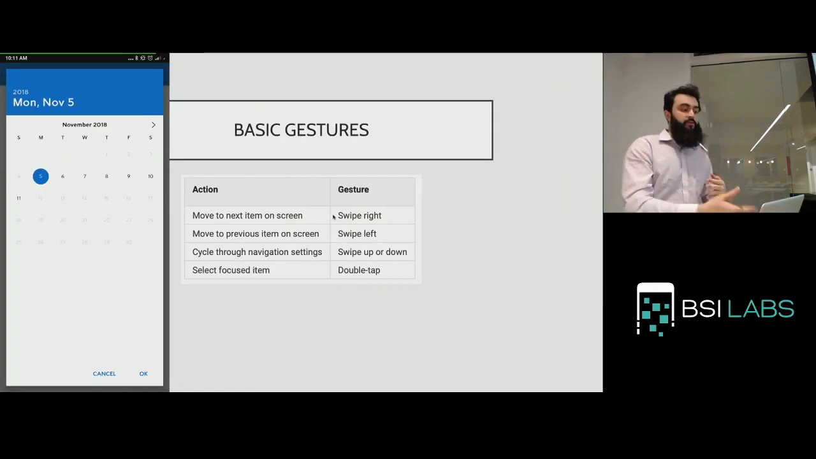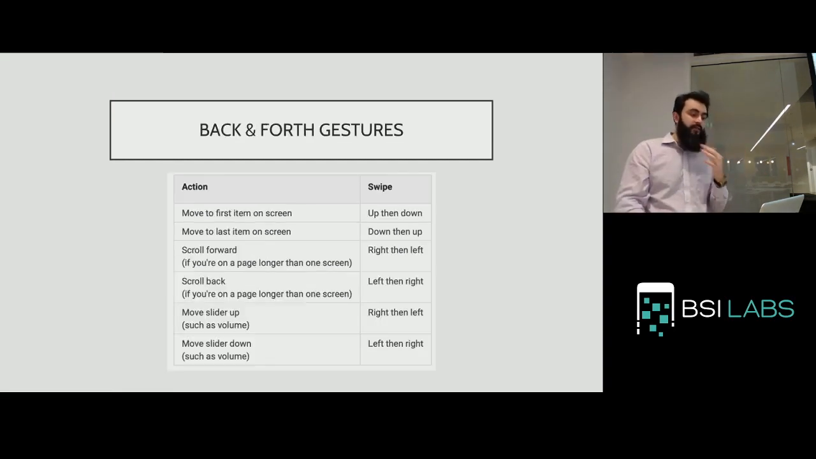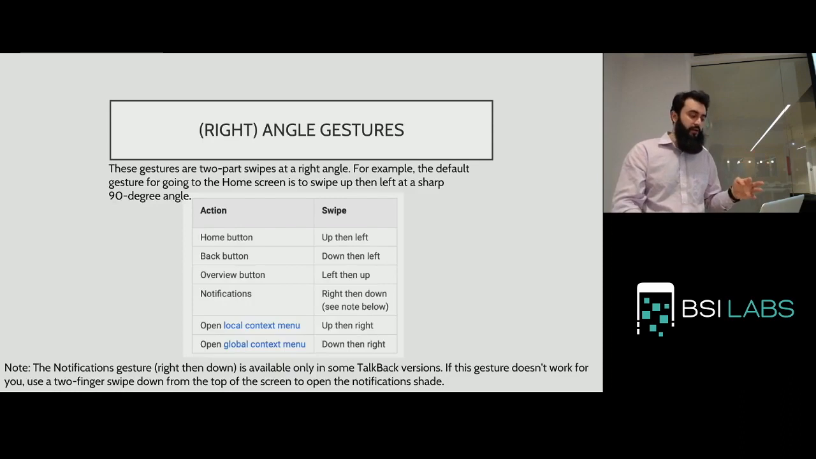I'm saying, hey, these are the basic gestures. If you swipe right, you move to the next item. Swipe left, you move to the previous item. And then if you double tap, it actually opens that page up. And then you can swipe up or down in order to change the speed of your TalkBack. And then these are more advanced gestures. If you want to go to the home screen, swipe left and up, swipe right and up.